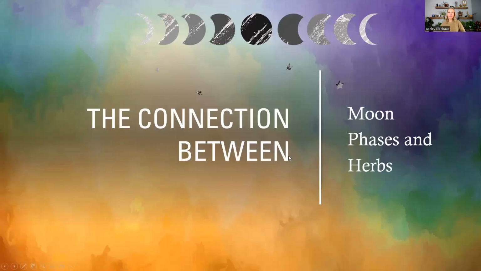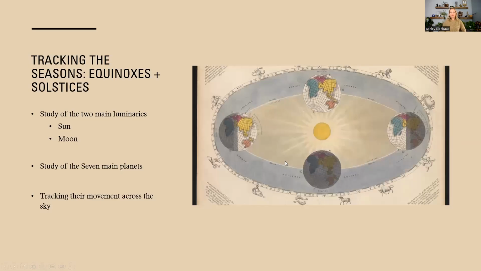The connection between moon phases and herbs. And again, I just love this idea, and I love these old images too in the ancient world. Here's a great picture of the Earth as it's moving through the equinox cycles. Here's the sun in the middle. You can see the tilt of the Earth, and here are all the signs in the sky that the sun, or really that the Earth, moves through. So we've been doing this for thousands of years.